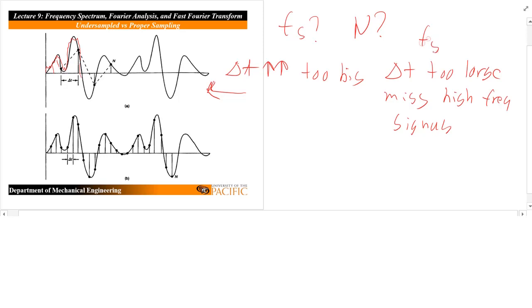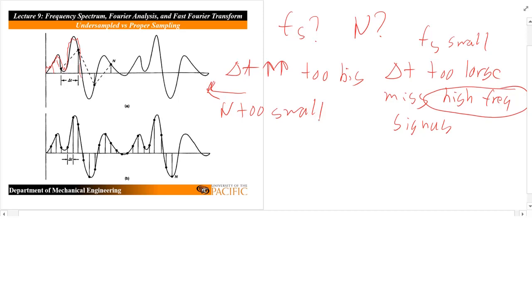So if Fs is too small, it's all this inverse relationship. If Fs is small, we miss, again, these high frequency signals. The other problem with this sampling is obviously, what else? We don't have enough number of points. So our n is too small.